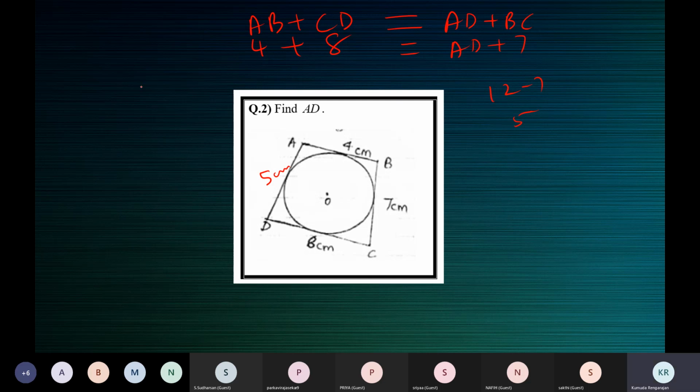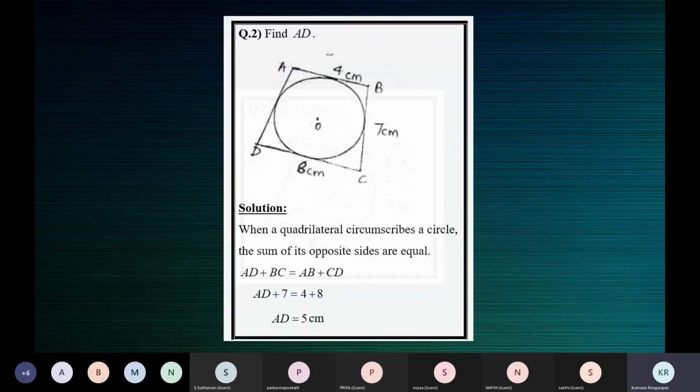If you simply have a quadrilateral, this property does not hold good. For a quadrilateral like this, the sums of the opposite sides are not equal. It holds only when that quadrilateral can circumscribe a circle. Is this understood, children? Yes, ma'am. All right.